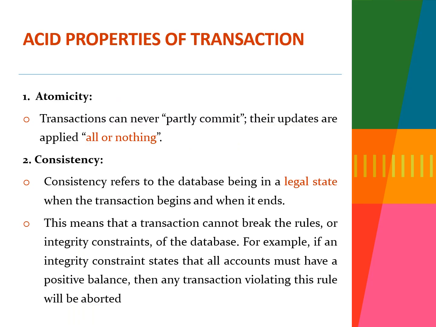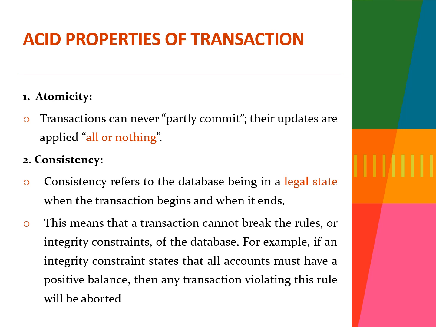Now let's discuss the ACID properties of a transaction. The ACID properties include four properties: atomicity, consistency, isolation, and durability. These properties are intended to guarantee data validity in the database, even when errors or power failures occur. So the first characteristic is atomicity.